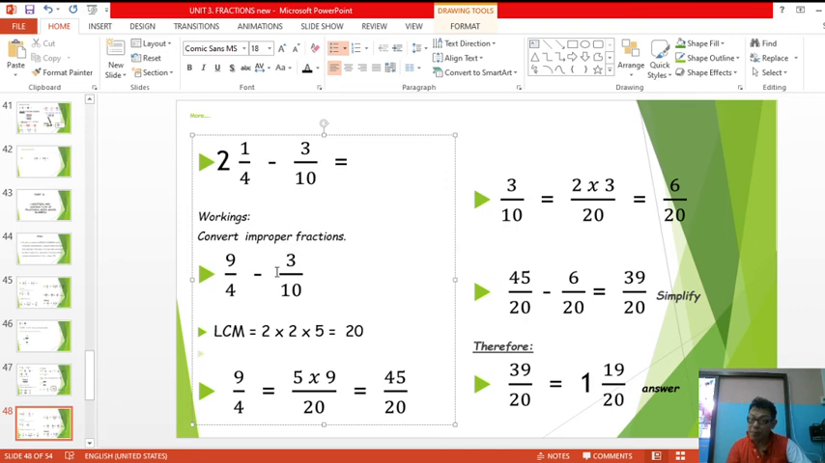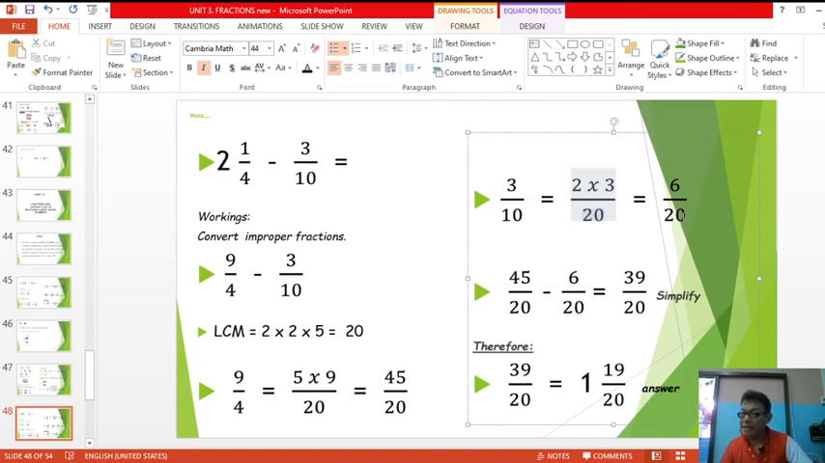Now for this proper fraction, this is a proper fraction because the numerator is smaller than the denominator. Again, you convert it into its equivalent fraction. You write down 3/10, then the fraction line and the new denominator, which is 20. Both fractions must have the same denominator. So 20 divided by 10 times 3 gives your new equivalent fraction, 6/20.